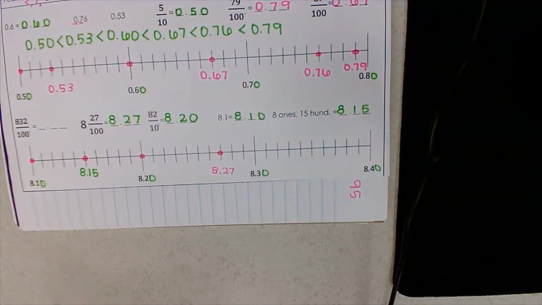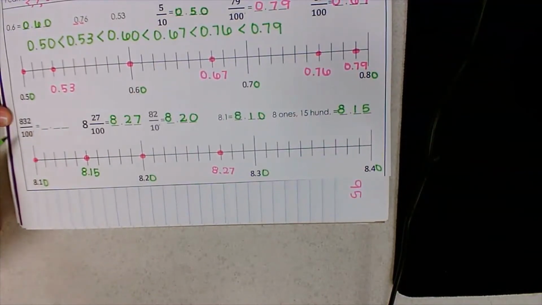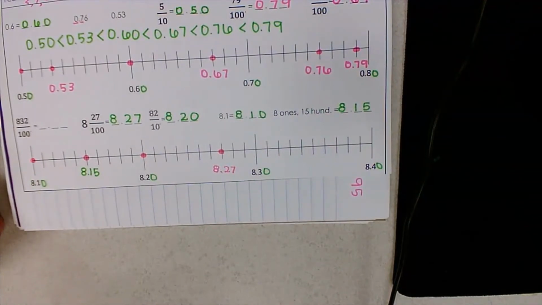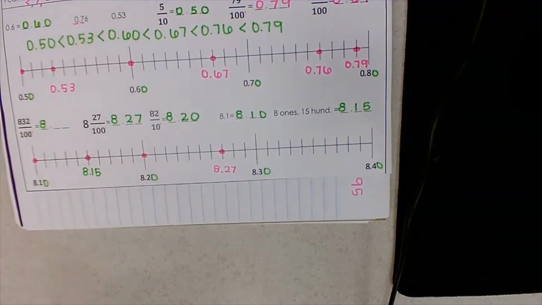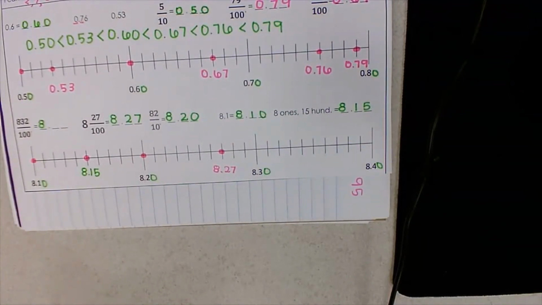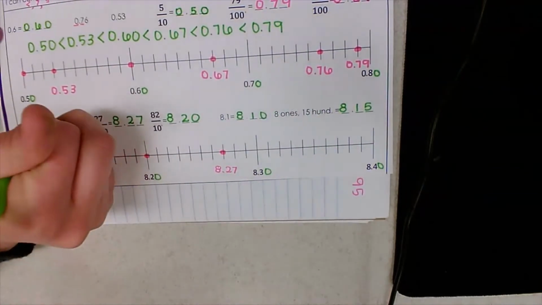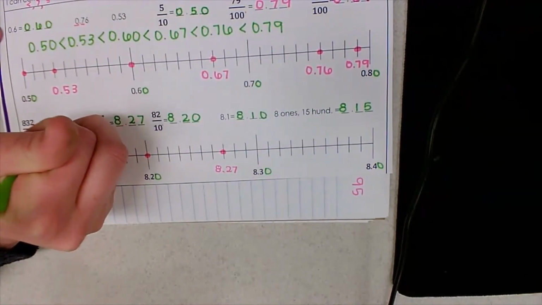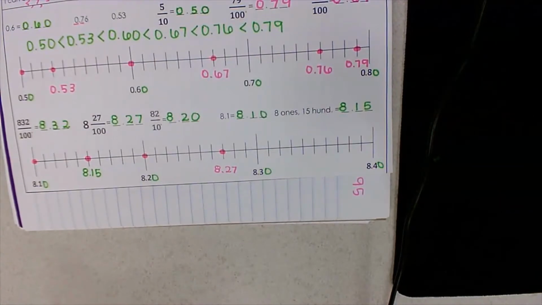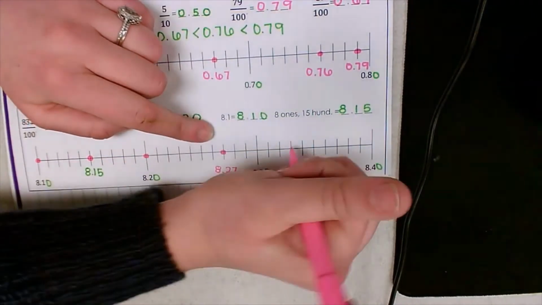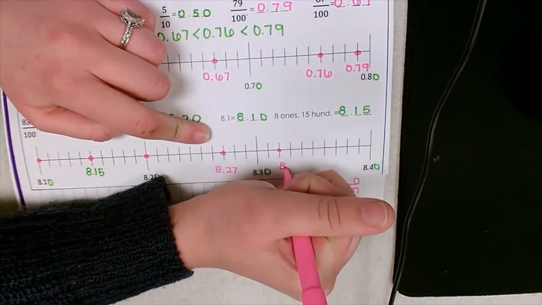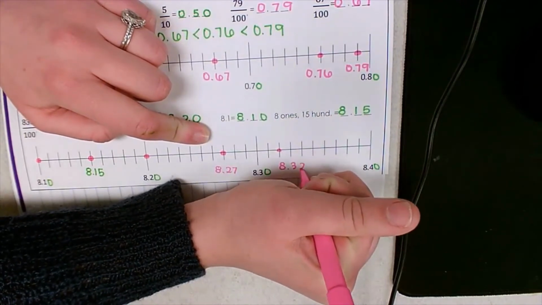All right, our last one. 832 hundredths. Again, I know 100 hundredths makes 1 whole. So 800 hundredths would make 8 whole groups. If I pull 800 from 832, I'm left with 32 hundredths. So now let's place 32 hundredths. Here's 30. 31, 32. 8 whole groups, and 32 hundredths.